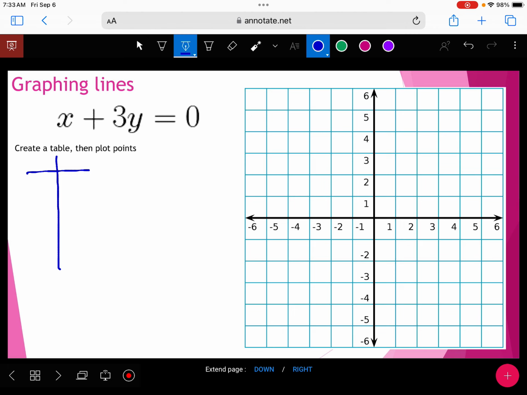There you go. All right, so when we're doing some sort of guess and check table, we're going to pick points either for x or for y and then substitute them in.